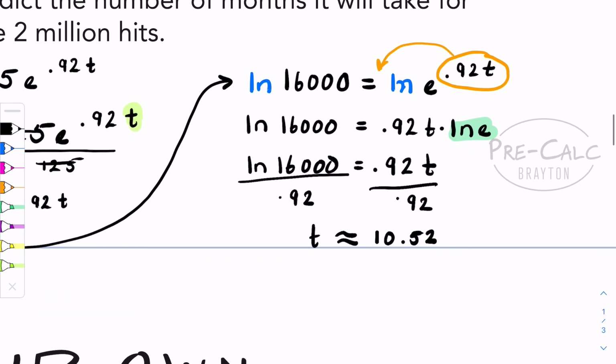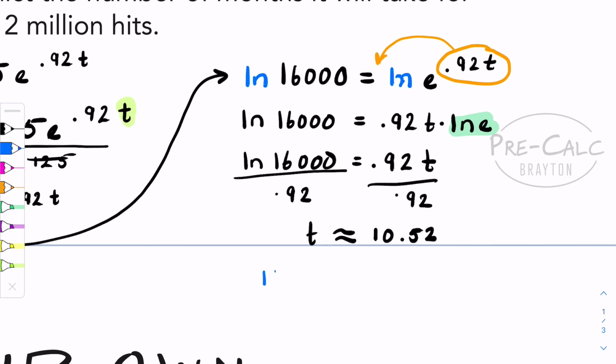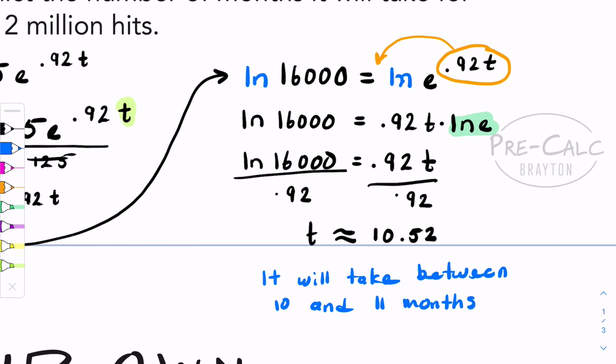That means it's going to take between 10 and 11 months to reach 2 million hits. This is in months, so 10.52 looks like it's directly in the middle of the 10th month. So I'm going to say it will take between 10 and 11 months to reach 2 million hits. You could just say 10.5 months, but I'm going to say between 10 and 11 months.